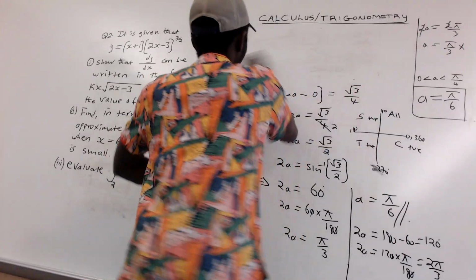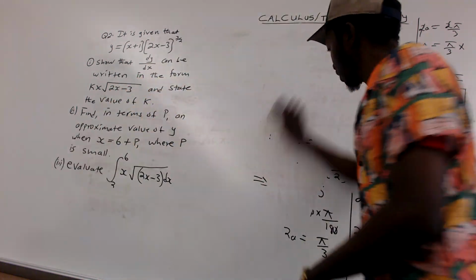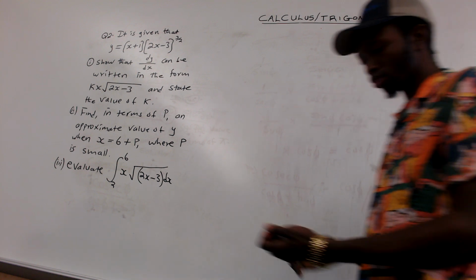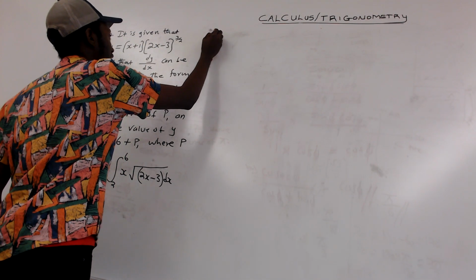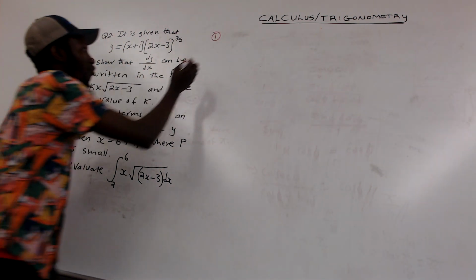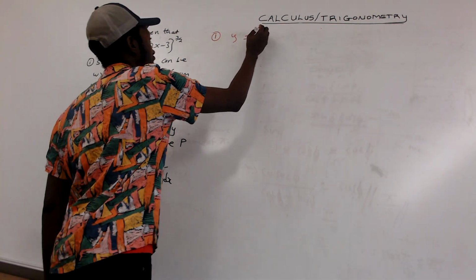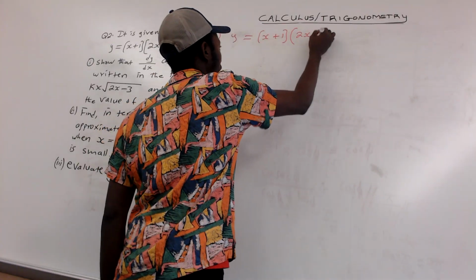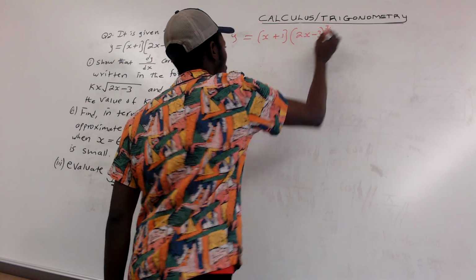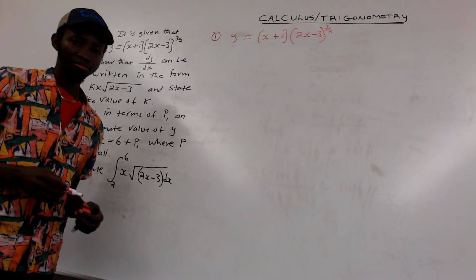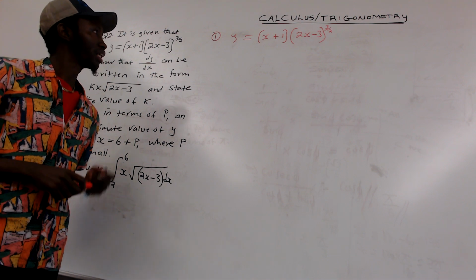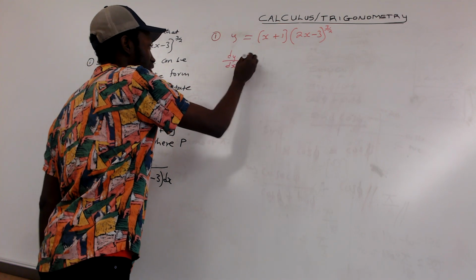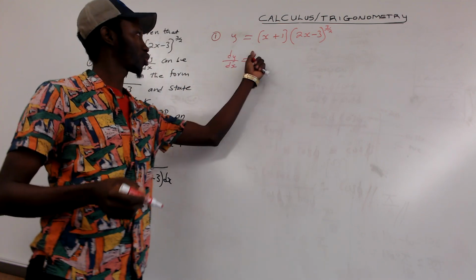So if we do that, we start with the first part, Roman 1. We are given y equals the product of x plus 1 and 2x minus 3, the power given is 3 all over 2. So this is the product rule. We have the formula of the product rule for dy all over dx. We call it the product rule because we are multiplying two terms.